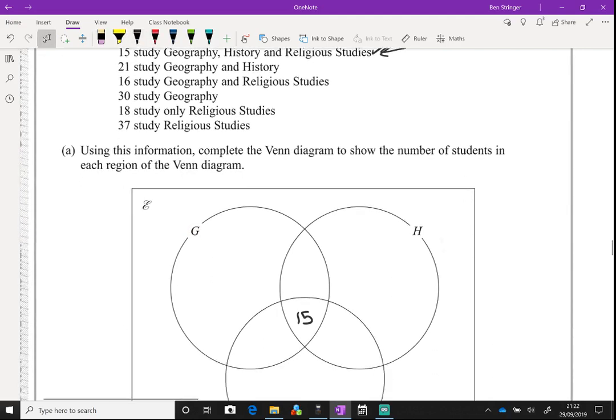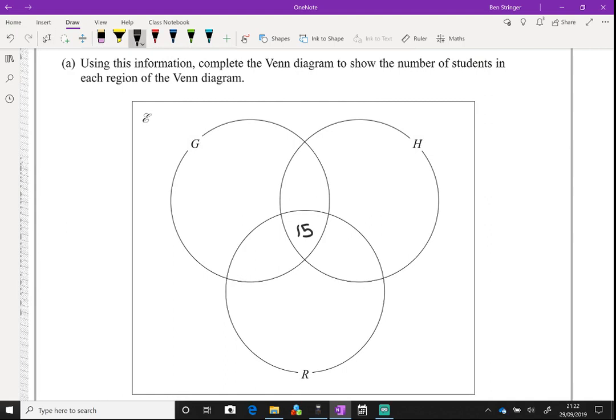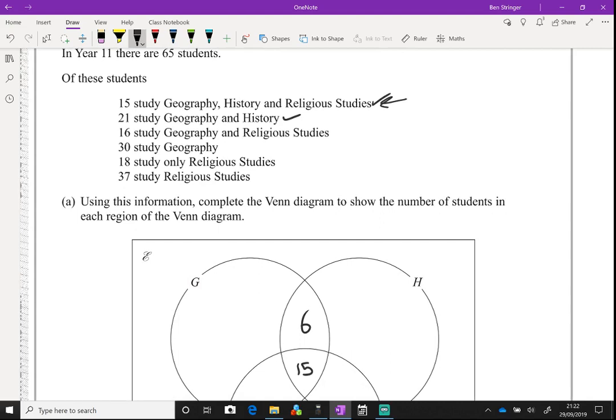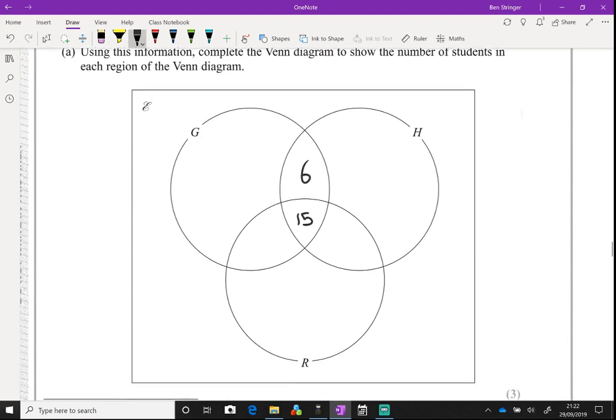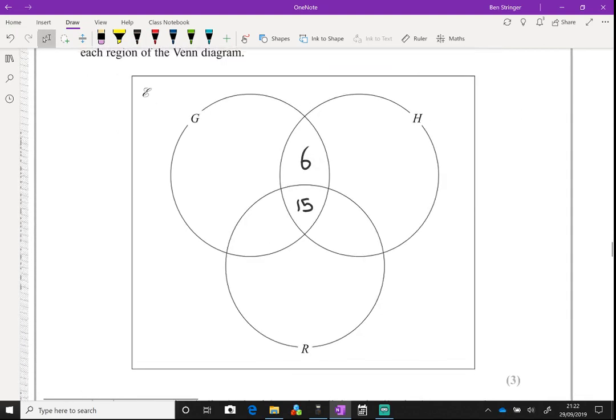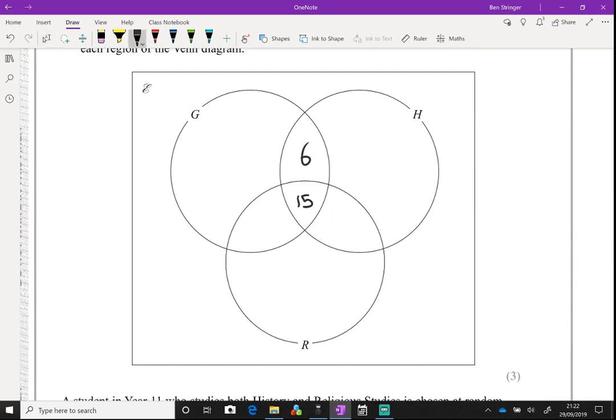21 study geography and history. Remember though, we've got 15 of them already studying geography and history here. Although they study RE, they still are studying geography and history. So we only need 6 there. That'll make our 21. Because if you look at this portion here, that's both geography and history, regardless of whether RE is there or not. 16 study geography and RE. I've already got 15 studying geography and RE here, so we just need one more.